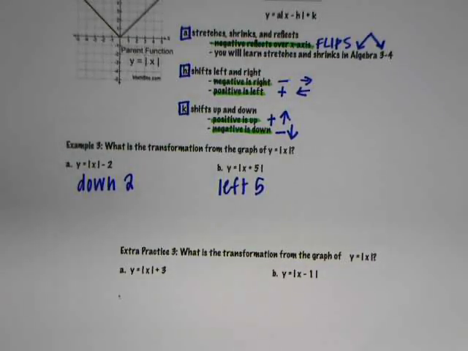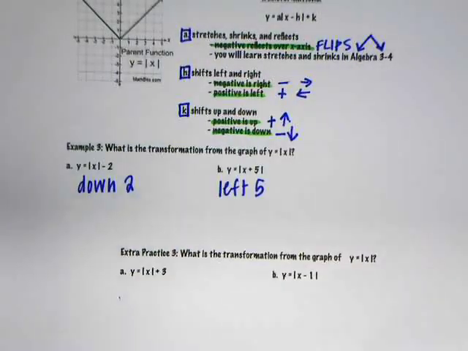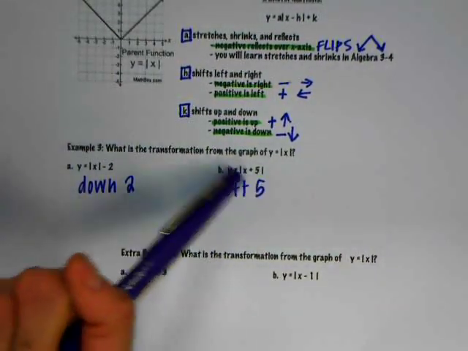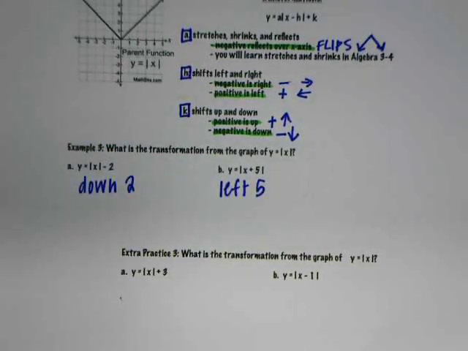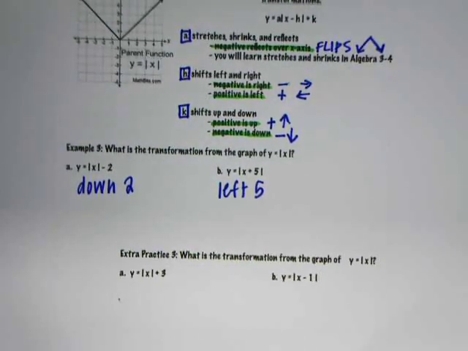You know the different letters. You guys remember? H is on the inside, K is on the outside. The H is with the X in the absolute value, K is after. So inside the absolute value is left and right, after the absolute value is up and down.